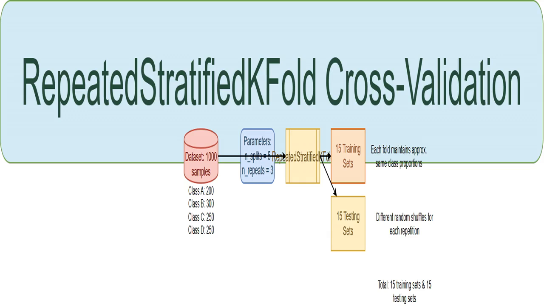The target variable in the dataset has 4 classes, A, B, C, and D. The distribution of samples across these classes is imbalanced. Class A has 200 samples, Class B has 300 samples, Class C has 250 samples, and Class D has 250 samples. This imbalance is crucial because it directly impacts the choice of repeated stratified K-fold for ensuring fair representation of each class in cross-validation folds. The imbalanced nature of the classes is something to pay close attention to.